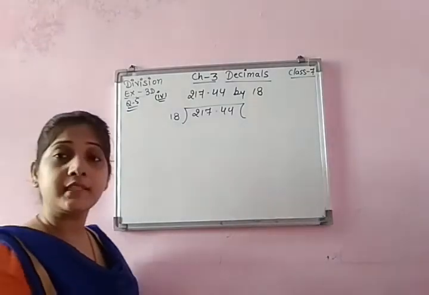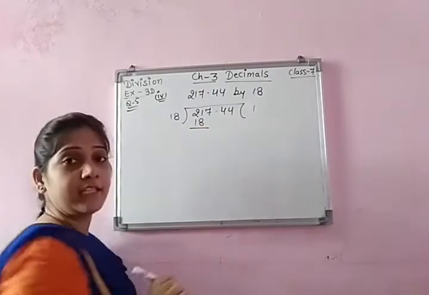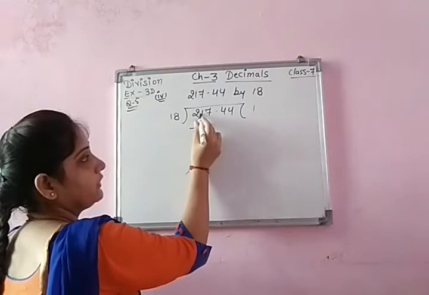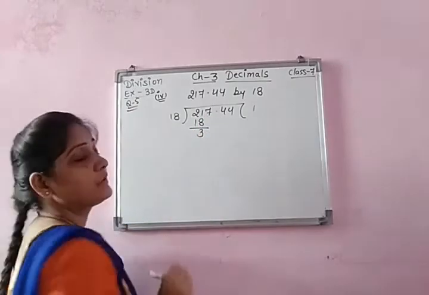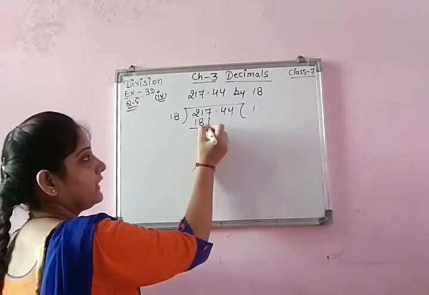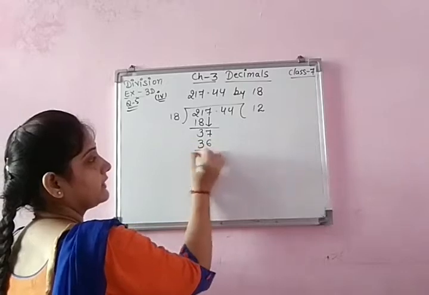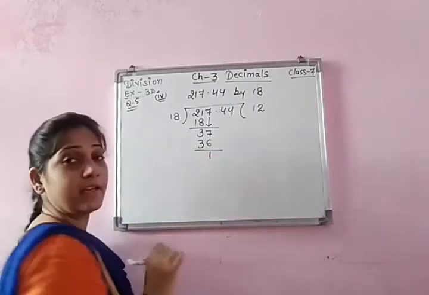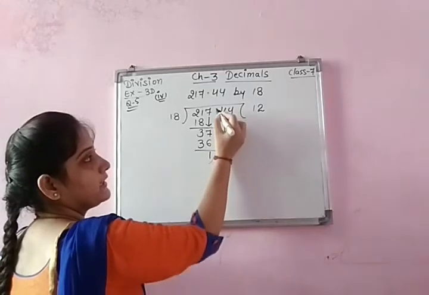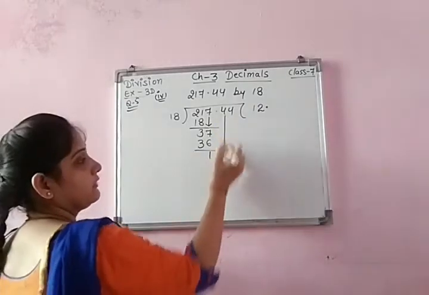Everyone knows the simple divide. 18 one time gives us 18. Now, what is left when we subtract? 11 minus 8 gives us 3. Now write down this 7. 18 2 times is 36. Now 7 minus 6 gives us 1. Now we want to write down this 4. So before writing this 4, we have to remove this point in the quotient, and copy down this 4.